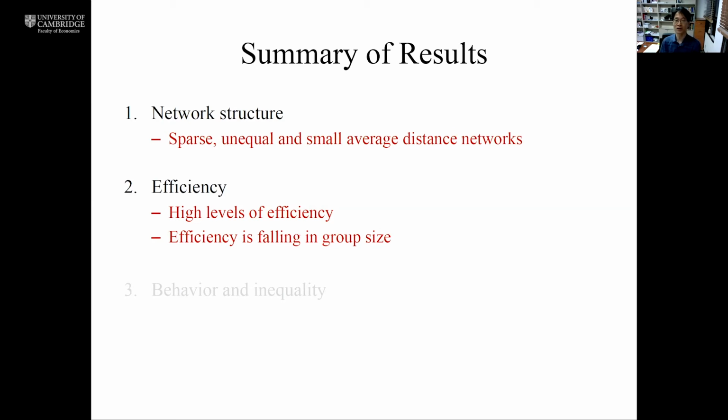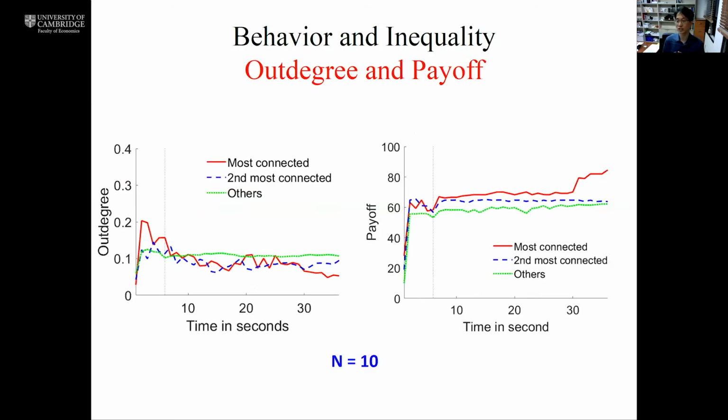Finally, about the behavior inequality, we classify the subjects into 3 different types. The first one: at every time moment, we define the individual with the highest number of links as the most connected. And the second largest number of links we call the second most connected, and the rest of the individuals as others. And this is a small group, as you can see.